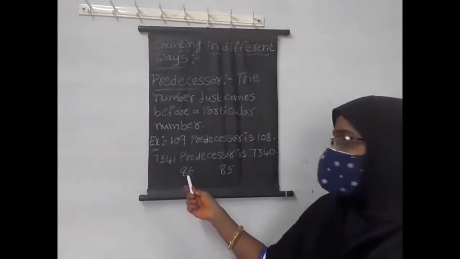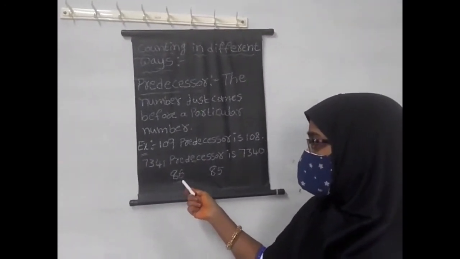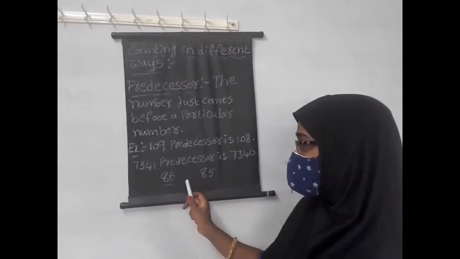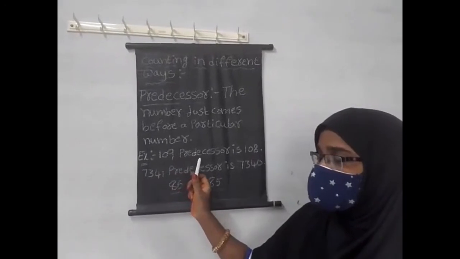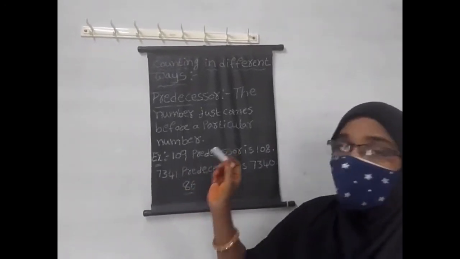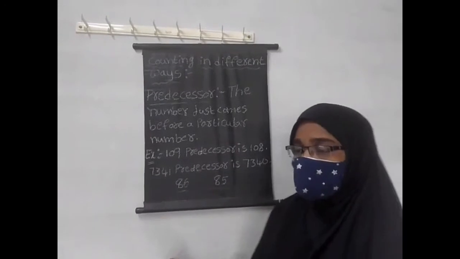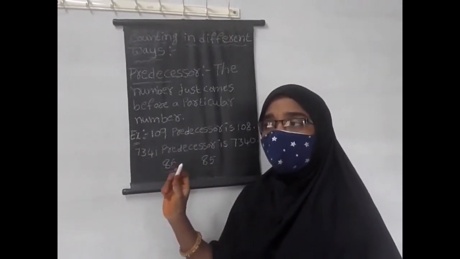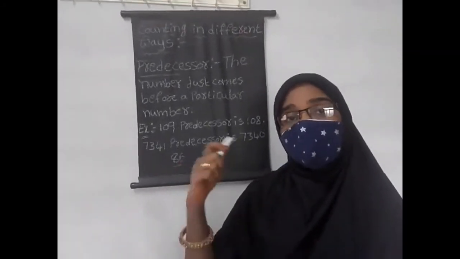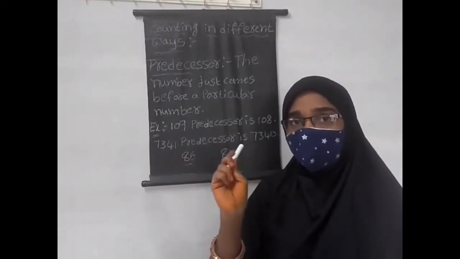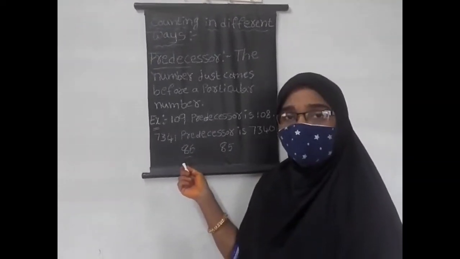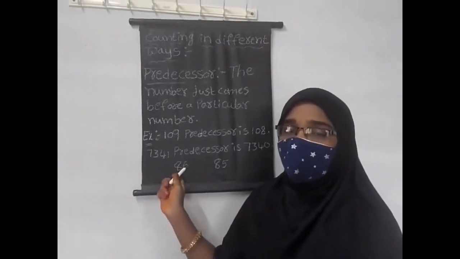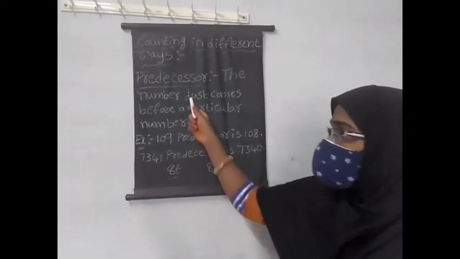Here we have observed this. The difference between these numbers is also 1. But here the predecessor of a number is less than that number by 1. In successor, the number is more than by 1. Here, the predecessor of that number is less than it by 1. This is the difference.